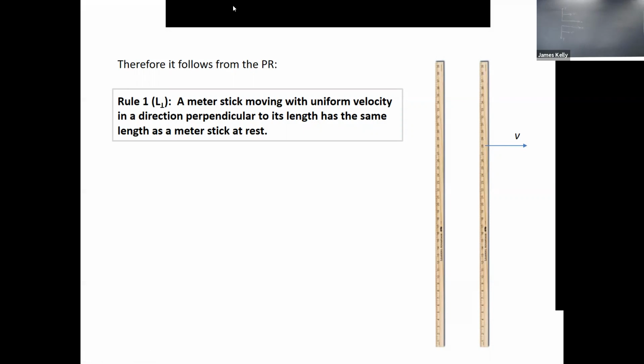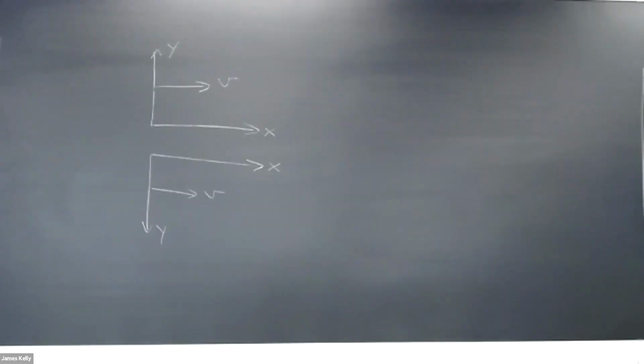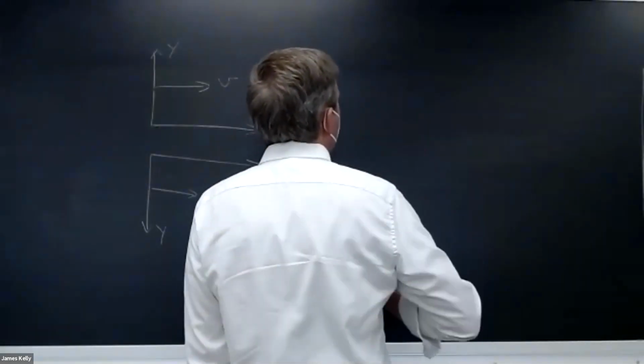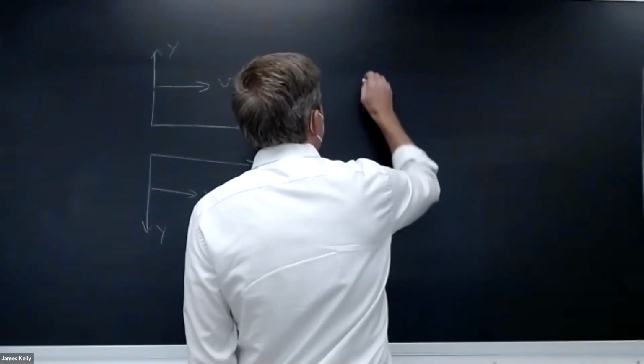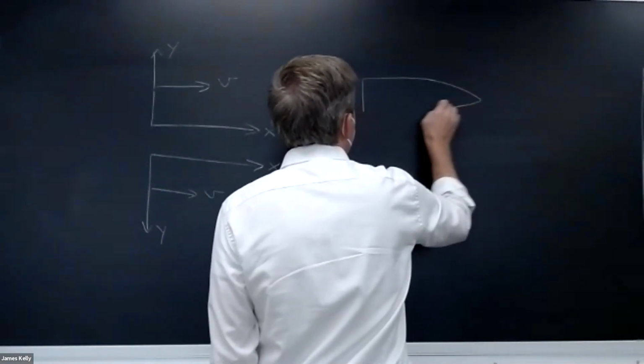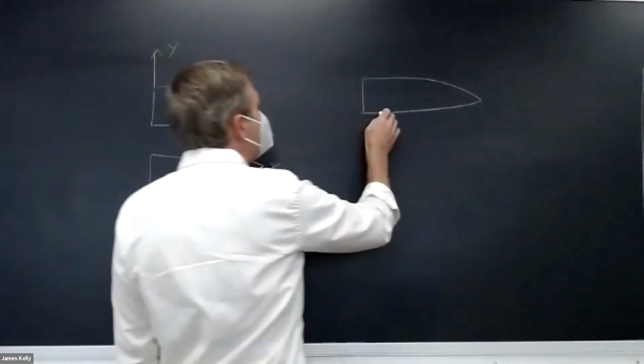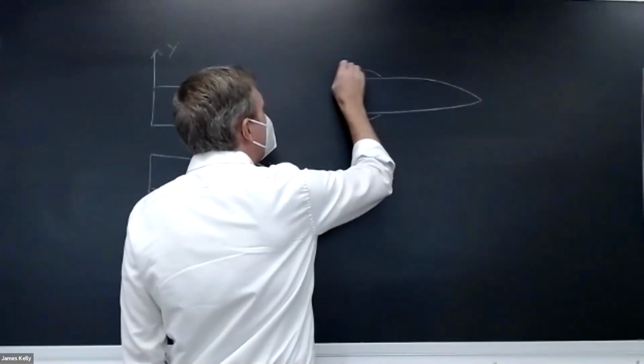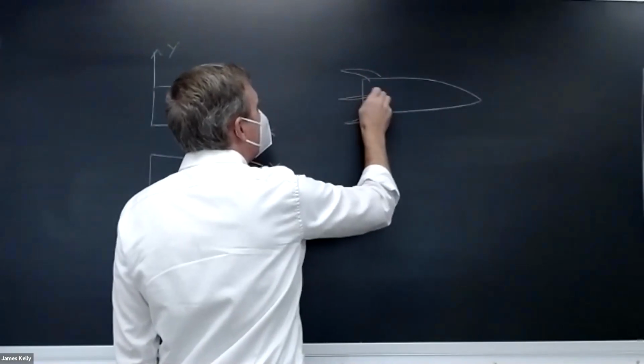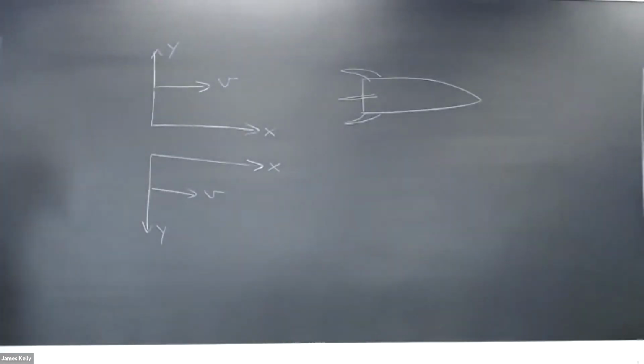And let me just stop sharing for a second so I can draw on the board. So suppose here's what a spaceship looks like when it's at rest. I'm just going to draw it as a big bullet like that. Oh, okay, we'll put some fins on it. Why not? There we go. There's our spaceship when we're just sitting at rest with respect to it.